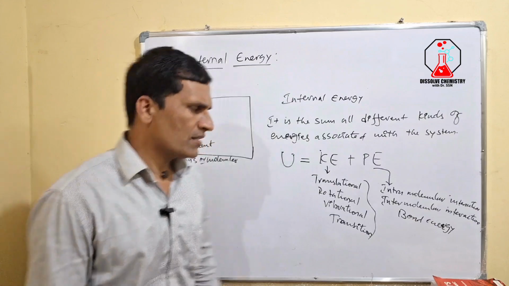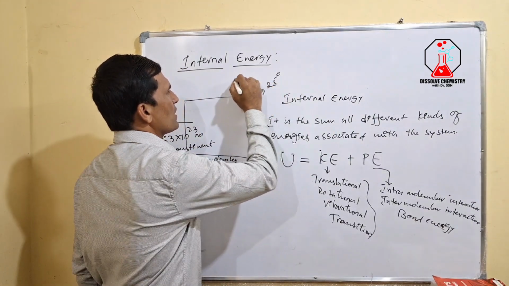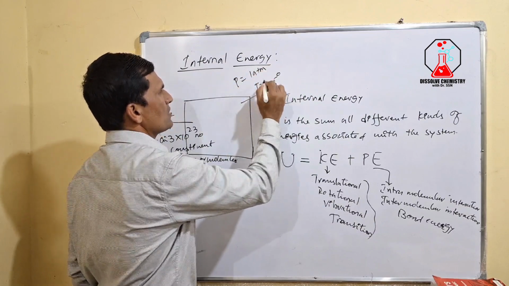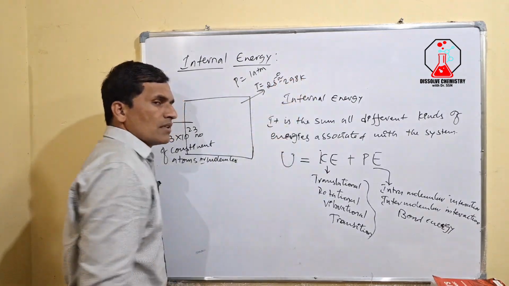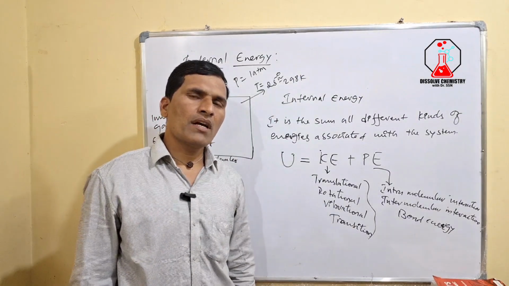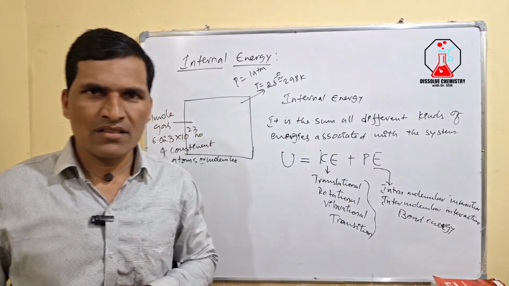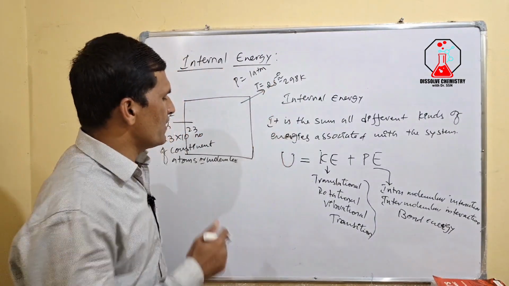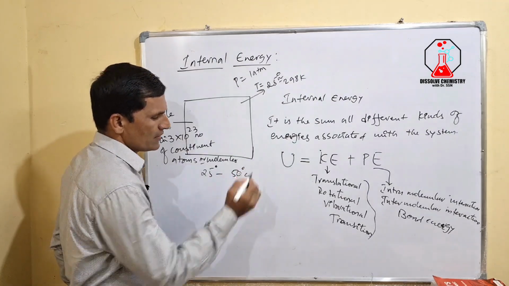Now let us look into this. Say this system is at 25 degrees Celsius, or 298 Kelvin, and the pressure is 1 atmosphere. Now, for example, I am heating the gas, or energy is absorbed by the gas. Then obviously the temperature will rise. So now I vary the temperature from 25 degrees Celsius to, say, 50 degrees Celsius.